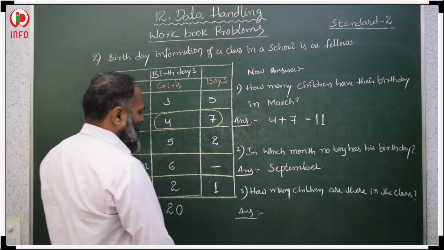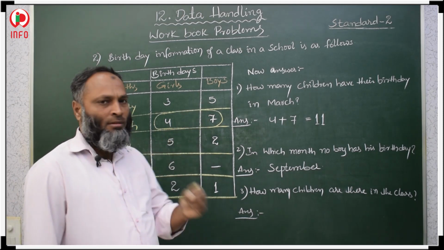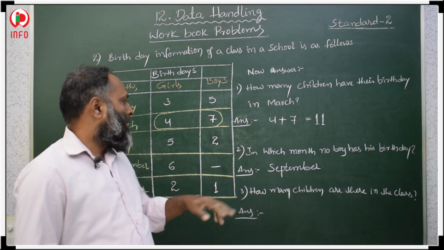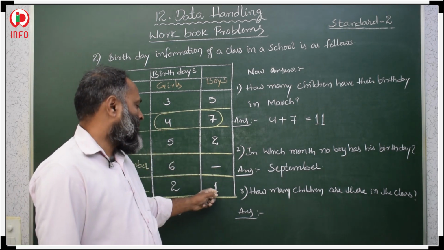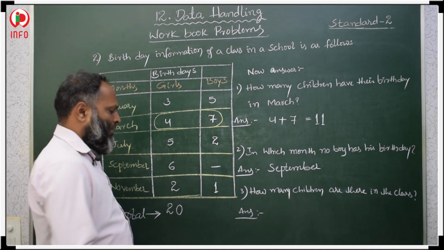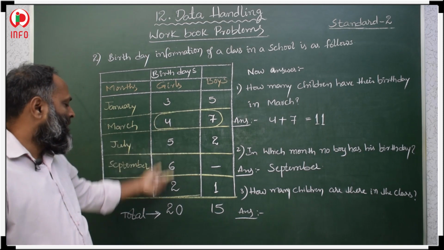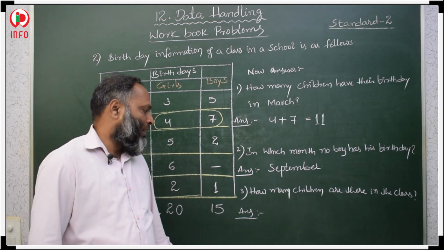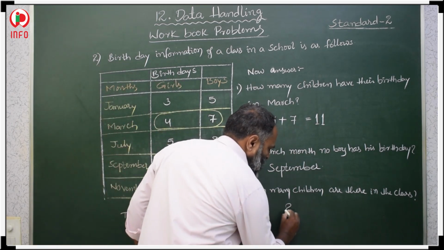Total girls, 20 girls. Then total boys. 5 plus 10, 5, 6, 7, 8, 9, 10, 11, 12. 12 plus 2, 13, 14. 14 plus 1, 15. How many boys? 15 boys. Total how many girls are there in a class? 20. Then how many boys are there? 15.